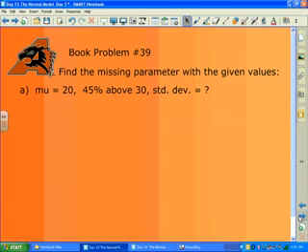So number 39 says, find the missing parameter with these given values. They give you, I wrote mu here. Of course, what does that mean? Okay, good. That means the mean of 20, and 45% is above 30. And the question is, what's that mean the standard deviation is? Okay.